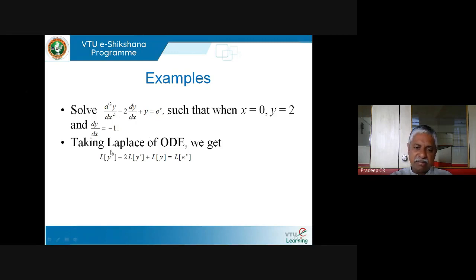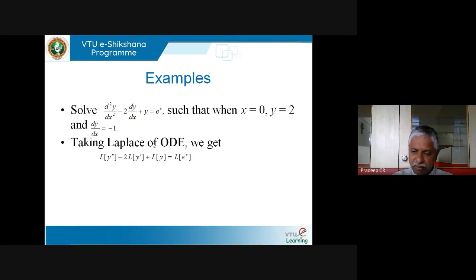And now I'll take the Laplace of this. That means I'll get Laplace of y double dash minus 2y dash plus y equal to Laplace of e power x. Because it is linear, I can break it up. So it will be L y double prime minus 2 L y prime plus L y equal to L e power x. This I know how to write. I know L y double dash in terms of L y, and L y dash in terms of L y. This is L y itself. I know L e power x. So I can solve for L y, that is capital Y.